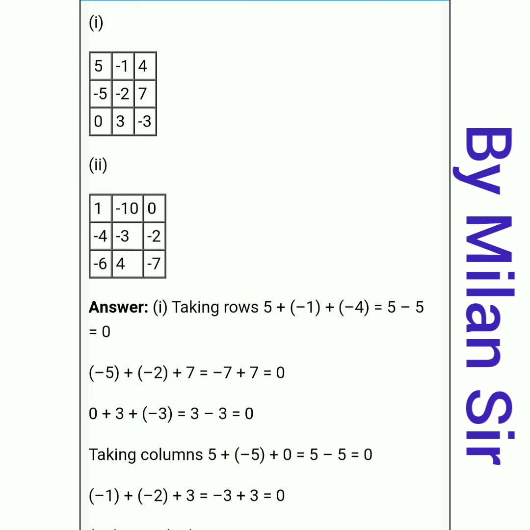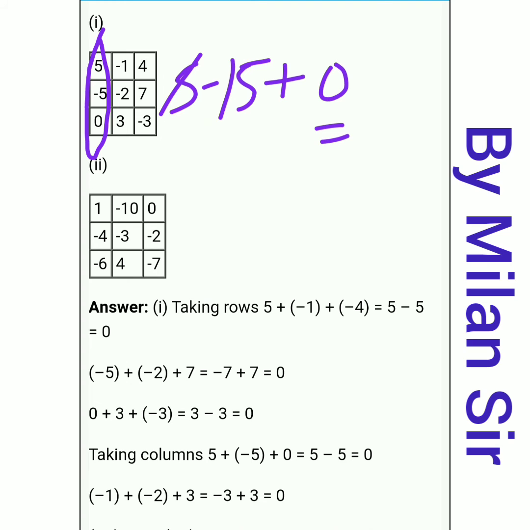Again I repeat this question. First of all, our first column, 5, minus 5, plus 0. We need to add these numbers. So plus 5 minus 5 is 0. Okay, so 0. Then here minus 1, minus 2, plus 3.